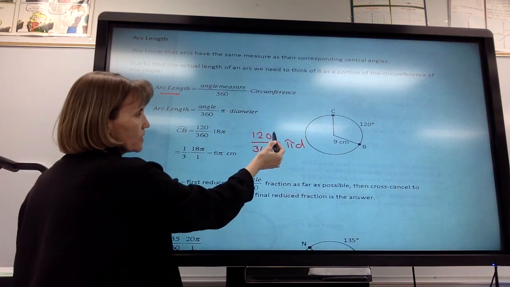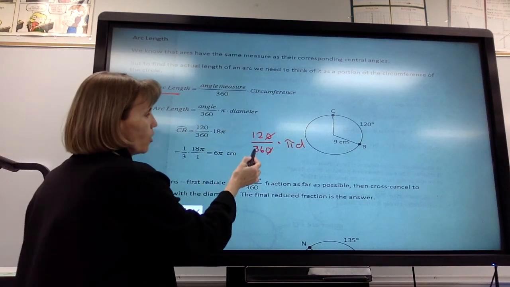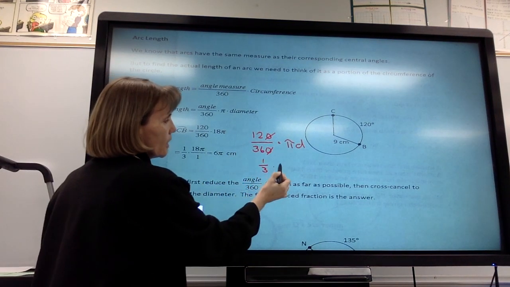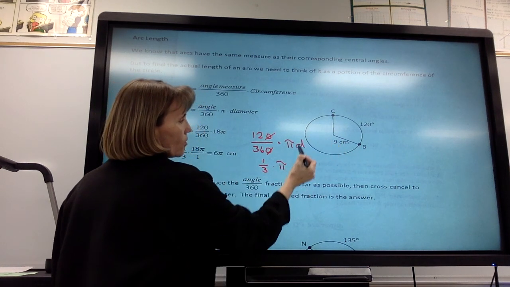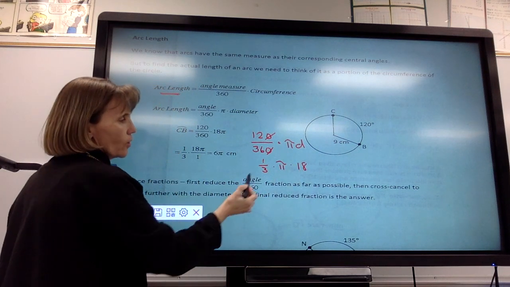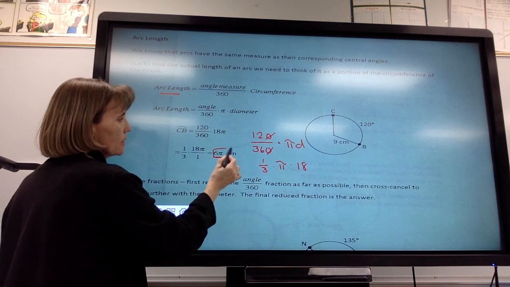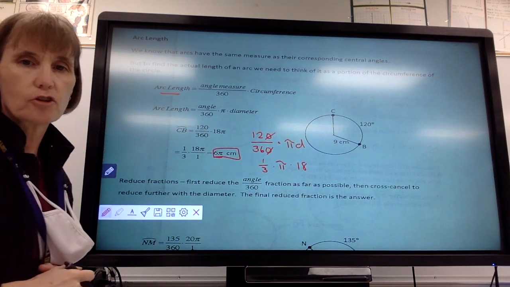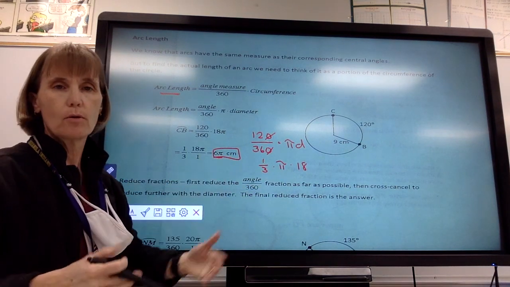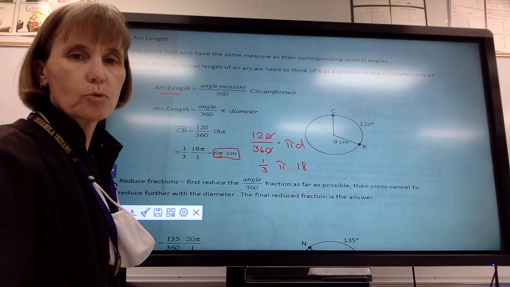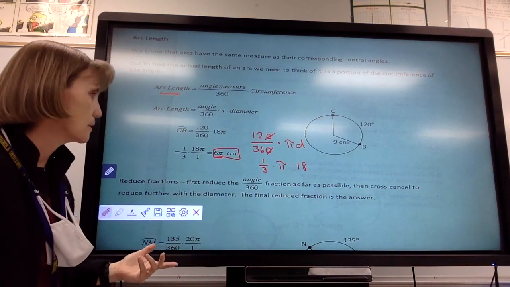So 120 over 360, those are going to reduce. They both end in 0, so we can divide them both by 10. And 12 over 36, that's 1/3 times pi. And then the diameter. Here the radius is 9, so we know all the way across would be 18. So I can take 1/3 times 18, and that's where the 6 pi is coming from. And again, you can leave your answer in terms of pi, or we can plug in 3.14 for pi, multiply that out, and we'd have to round it, so we'd get the estimated distance.